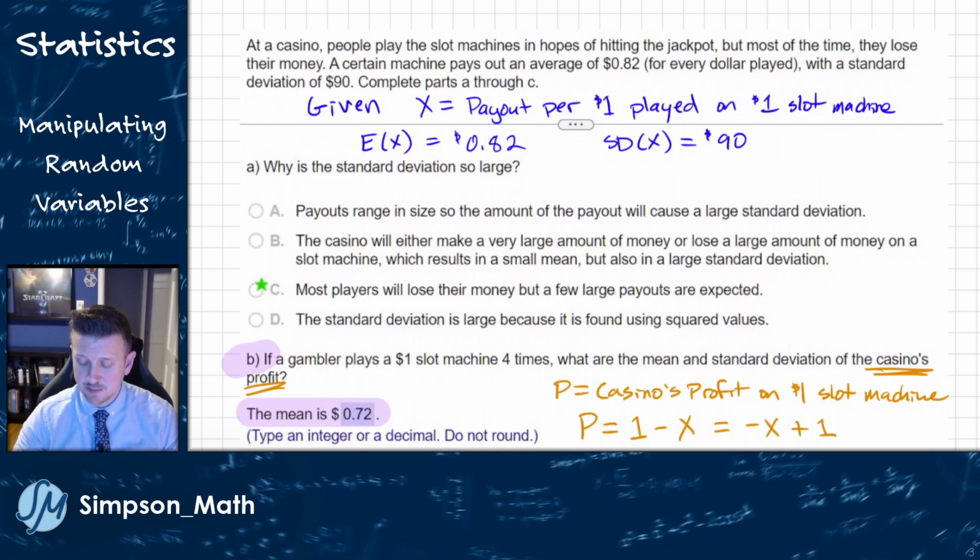They're quick, easy games to play, and there's lots of them. That's why the casinos love them. And you're always one little thing away from maybe a win, but on average, you're losing about 18 cents, or at least according to this problem.